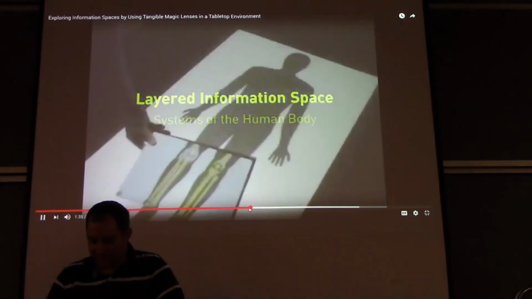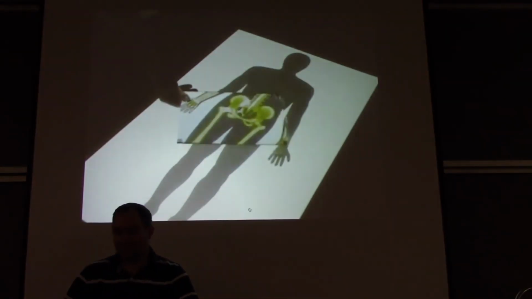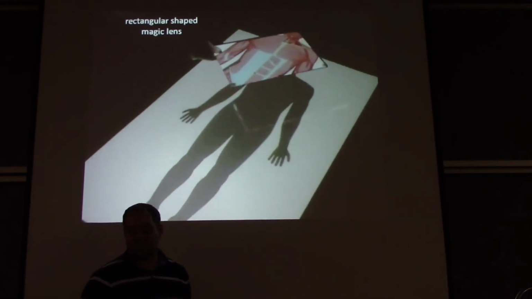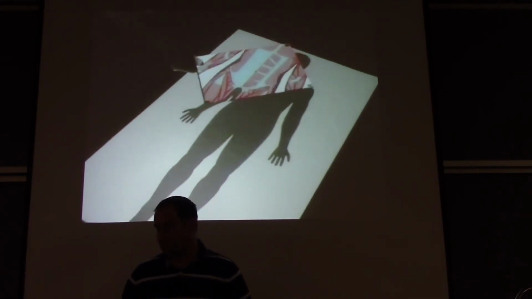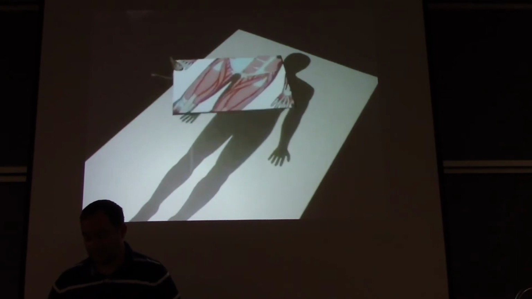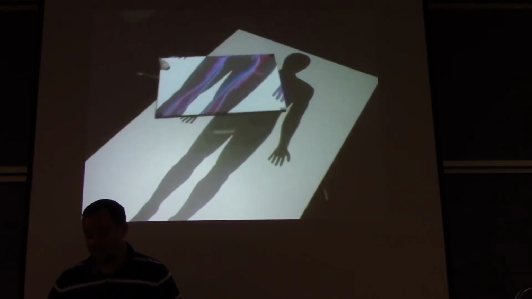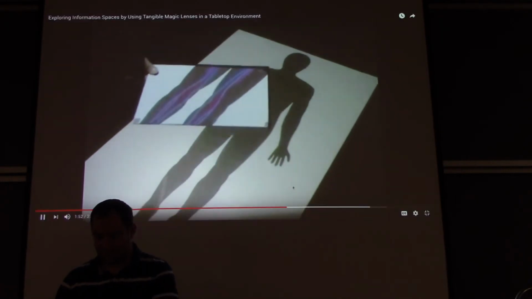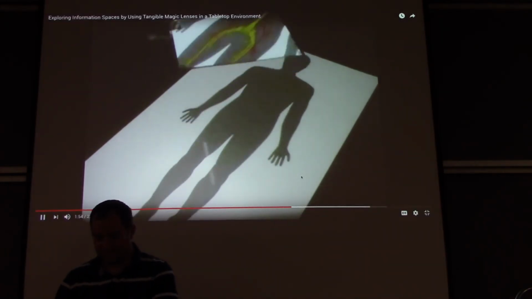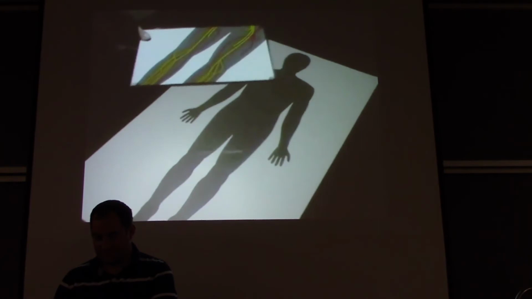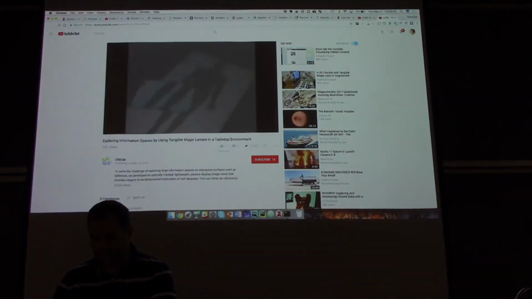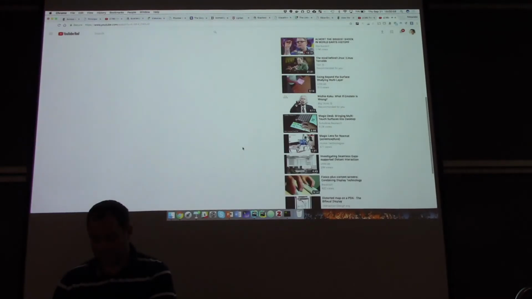Okay, more about the layered information space is a set of two-dimensional data, with each data layer representing a unique feature of a contextual model. In our example, medical students can study different systems of the human body. By lifting or lowering the lens, they can choose between the skeletal, muscular, blood, and nervous system. At the same time, a single layer can be explored by moving the lens horizontally.